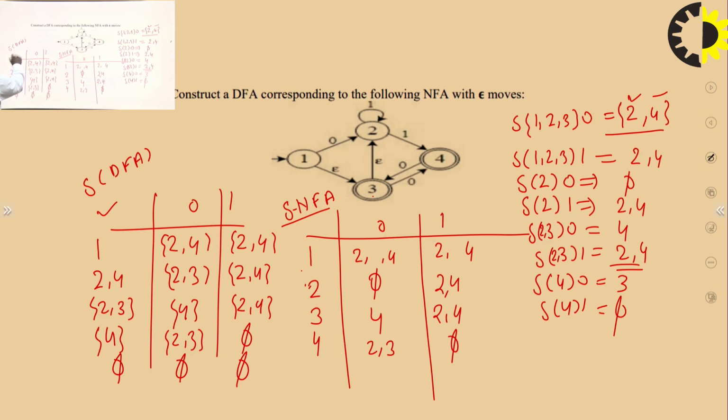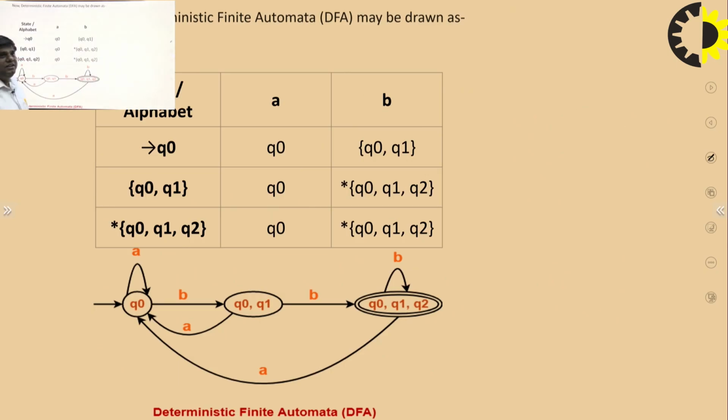Now, this is the final answer of converting an NFA into a DFA. This is another example, for better understanding, of converting an NFA into a DFA. Here is an NFA, and we are going to convert it into the DFA.